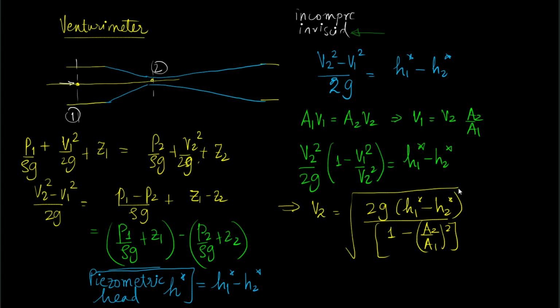So this gives us an expression for the velocity in terms of the difference in the piezometric height between points 1 and 2. And this equation clearly means that the velocity that we will get at the throat, this particular point is called the throat. So the velocity at the throat is sort of driven by the difference in the piezometric head.